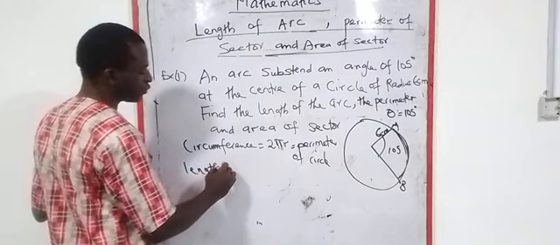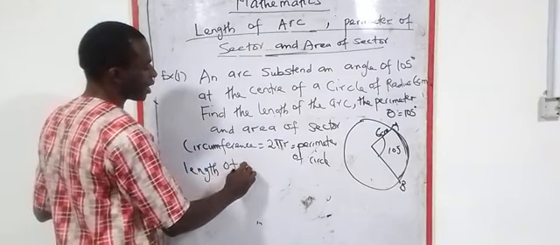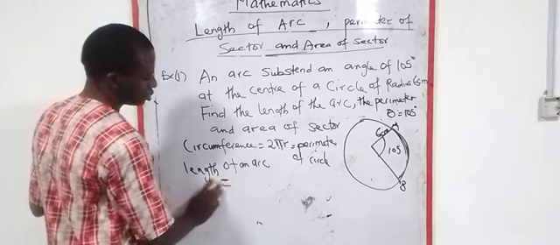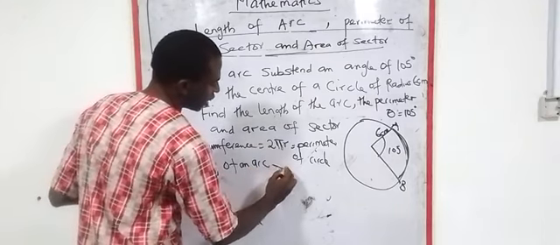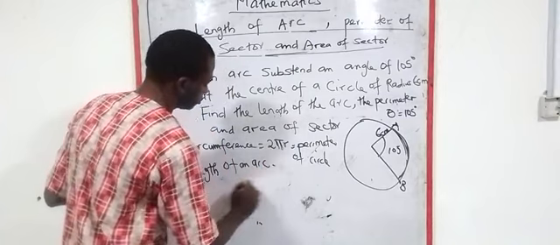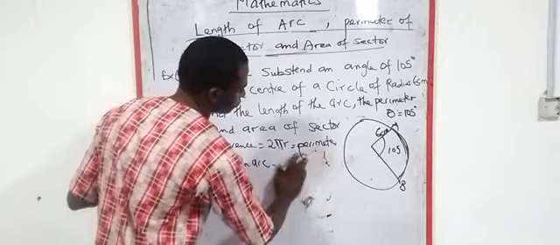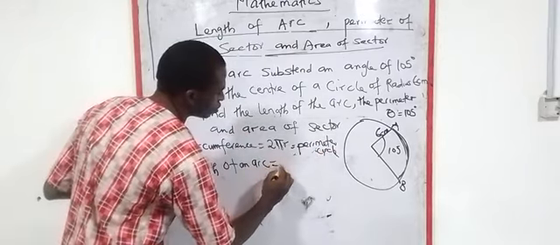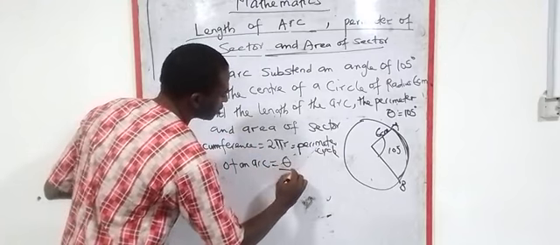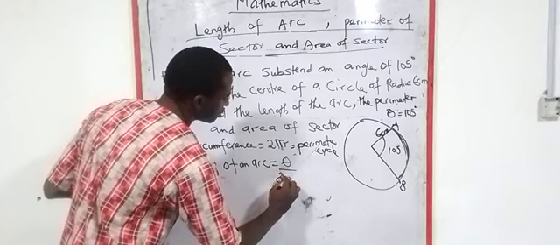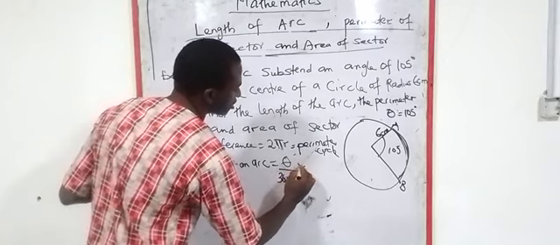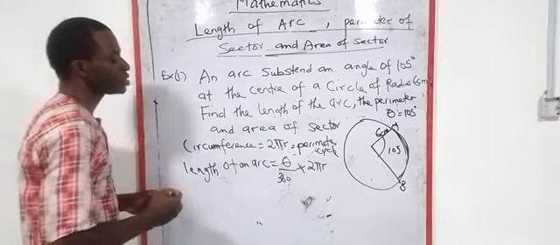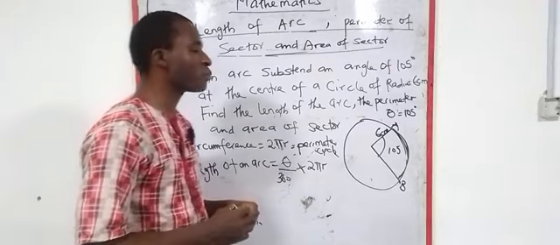The formula I want to give you first: the length of an arc is equal to theta over 360 times 2 pi r.